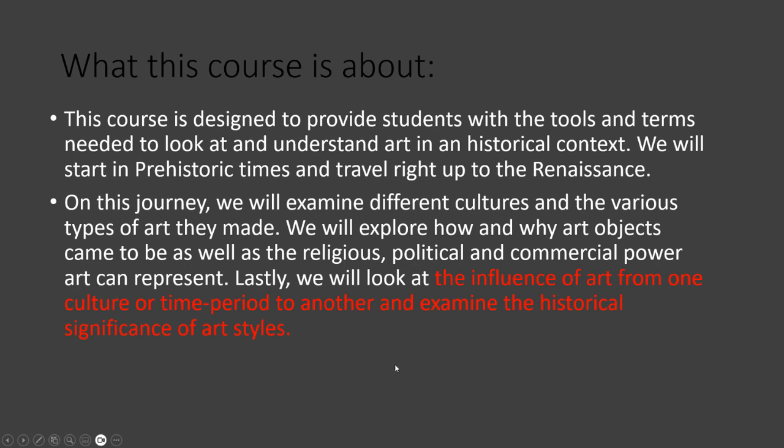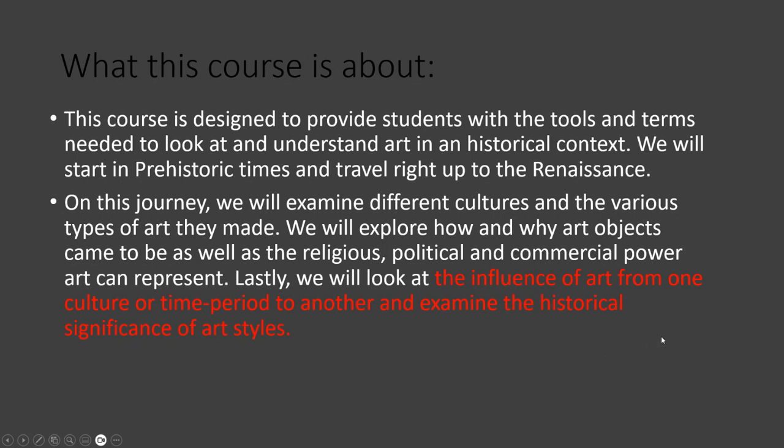All right, so the course is designed to provide you with the tools and terms needed to understand art in a historical context. That makes sense, it's art history. We're going to start in prehistoric and go all the way up to right before the Renaissance, as those pictures showed. And we're going to examine different cultures and the types of art they made, and we're going to look at how and why they came to be and the religious, political, and economic or commercial power that they can represent. And we're going to talk about power a lot in this class because a lot of the art we study will be about that in one way or another.